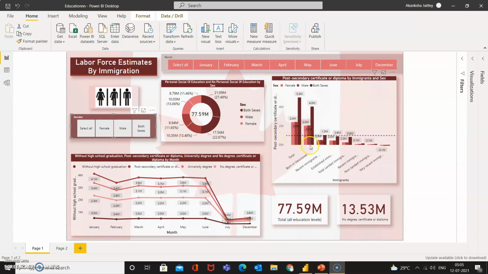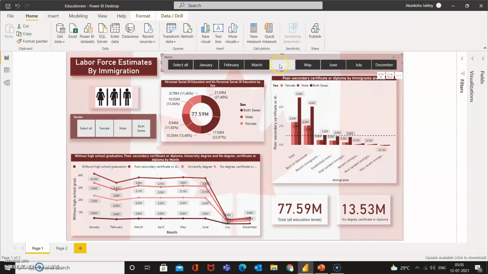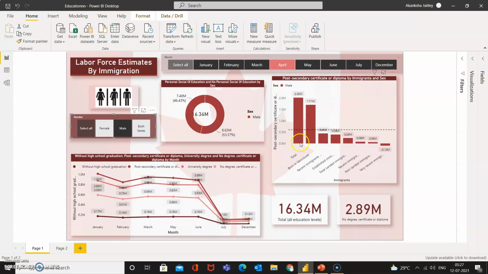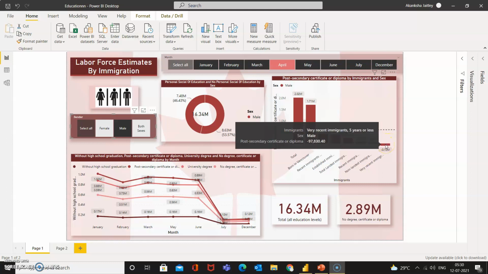Now, moving further, we have this clustered column chart. If we want to see, let's say, for a specific month of April, how many males had a post-secondary certificate or diploma, we can clearly see that total immigrants had a population of about 2.2 million. And if we move to our extreme right, we can see that immigrants that have recently immigrated have a population of about minus 0.1 million.